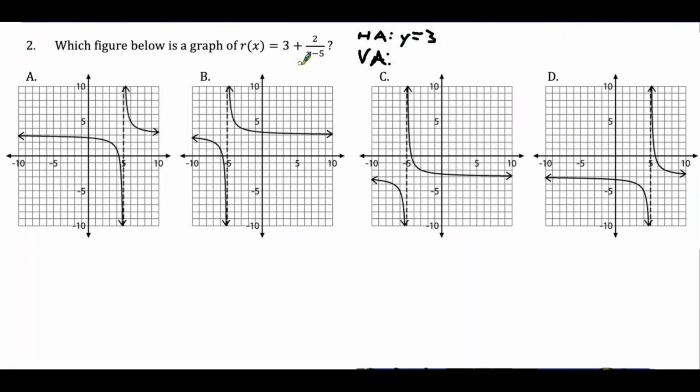And then whatever I was dividing by tells me my vertical asymptote. Now, we're thinking in this case what value of x makes this denominator equal to 0. So in this case that would be positive 5. So I would say my vertical asymptote is at x equals positive 5. So the graph that has those two characteristics is A, right? A horizontal asymptote at y equals 3 and a vertical asymptote at x equals 5.